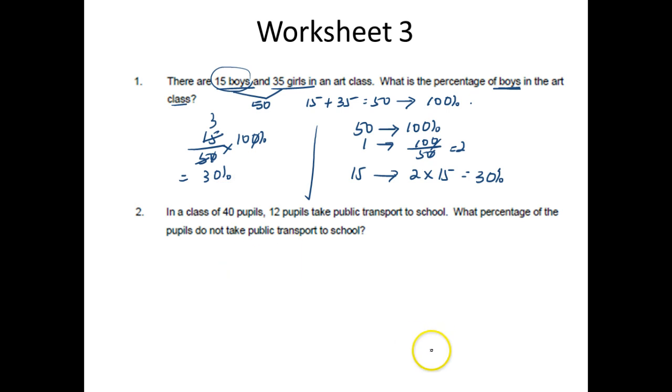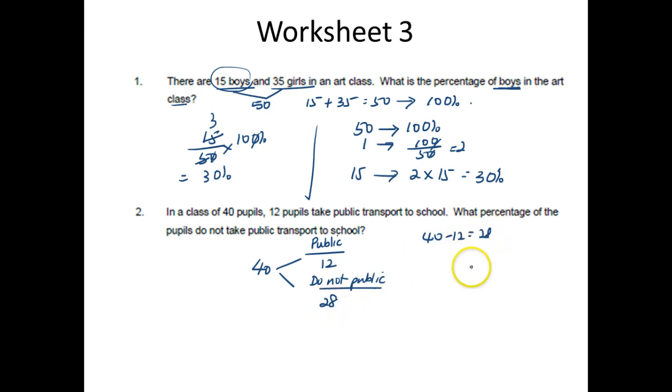Question 2. In a class of 40 pupils, 12 pupils take public transport to school. What percentage of the pupils do not take public transport? So I have 40. Public transport is 12. Do not take public transport, I take 40 minus 12 and I will get 28.